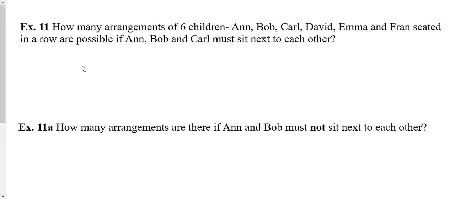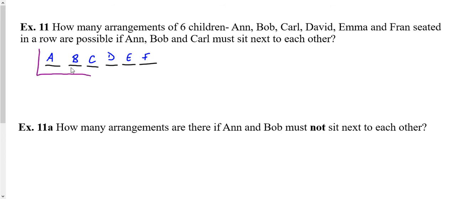In example number 11, it's asking you how many arrangements of 6 children, Anne, Bob, Carl, David, Emma, and Fran, seated in a row are possible if Anne, Bob, Carl must sit next to each other. So again, let's set up 6 dashed lines: 1, 2, 3, 4, 5, 6. We have Anne, Bob, Carl all next to each other. You still have David, Emma, and Fran who could potentially sit in that order there.